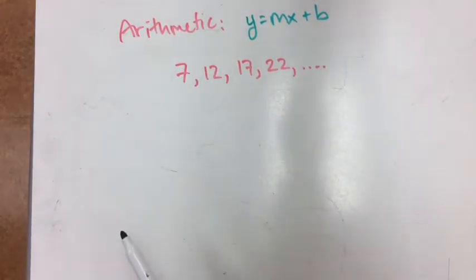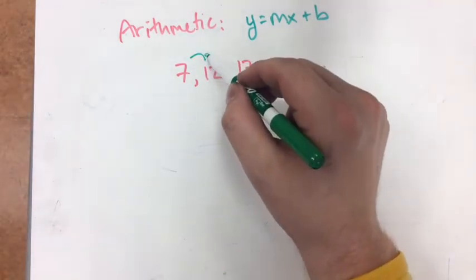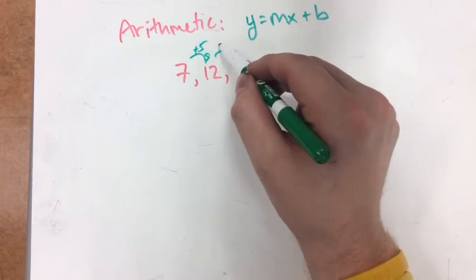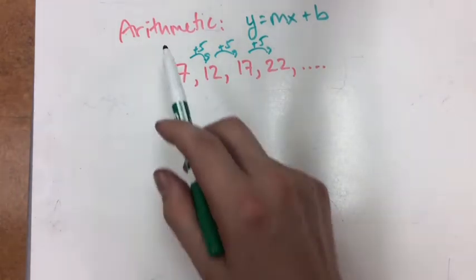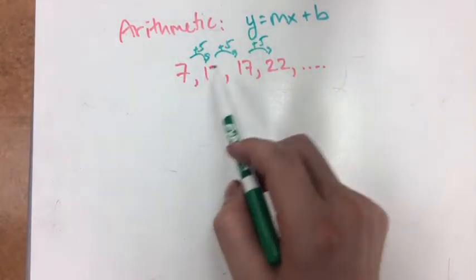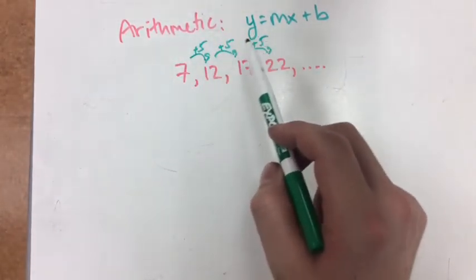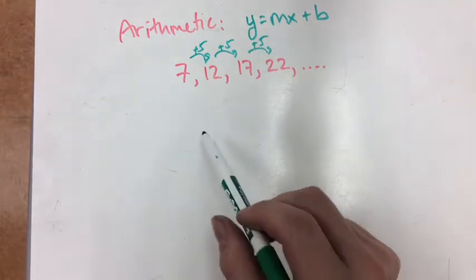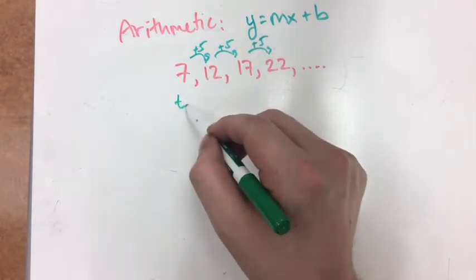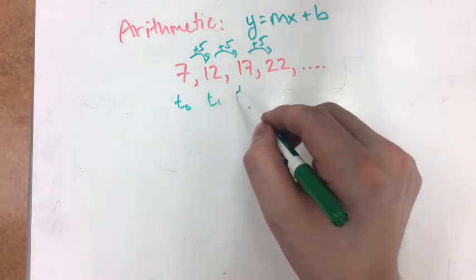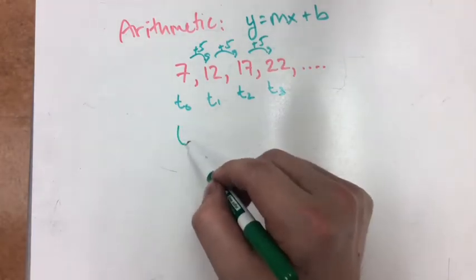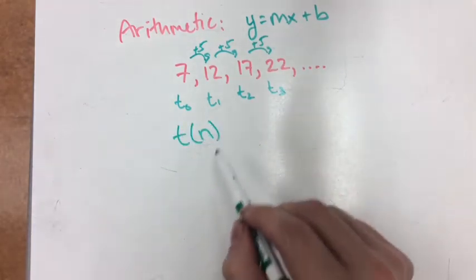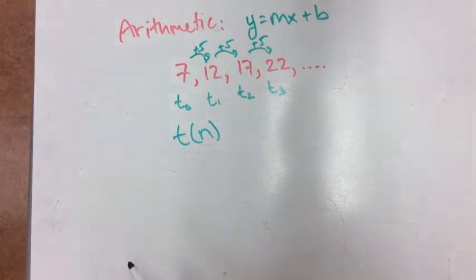If we look at this sequence, we need to first decide, is it arithmetic or geometric? Well, this is going plus 5, plus 5, plus 5. So this is arithmetic because we are adding, where the difference generator is 5. We also look at the term numbers: T0, T1, T2, T3. What we want to do is build a function where if we put in a term number, we're going to get the number we want back.